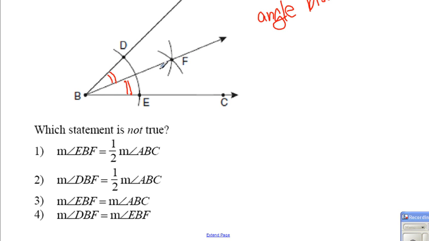Angle DBF right here is half of angle ABC, which is correct. This is only one portion out of the two portions, then therefore this must be half of it.